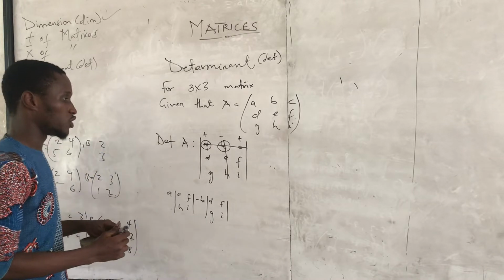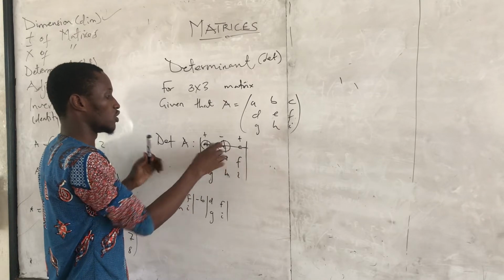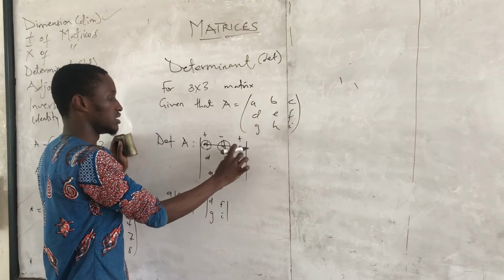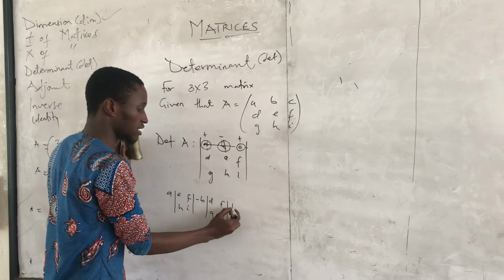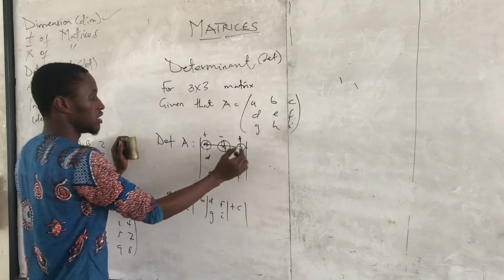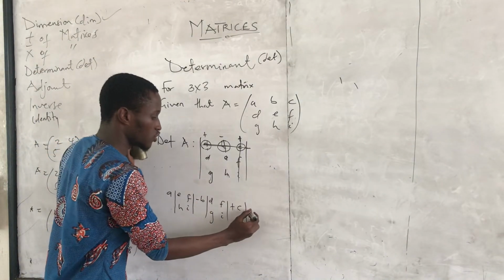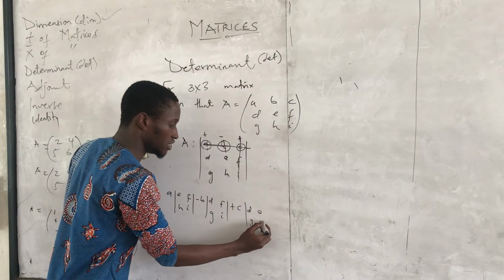Then I'll be left with only C. The last column here is left to C. I'll come and take C. The sign there is plus, so plus C. I'll cancel the column of C and the row of C. I'll be left with D, E, G, H.